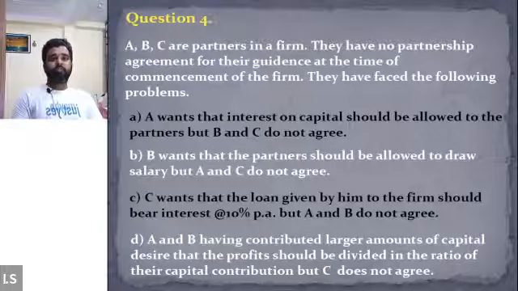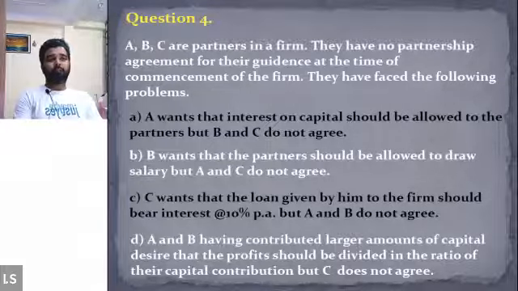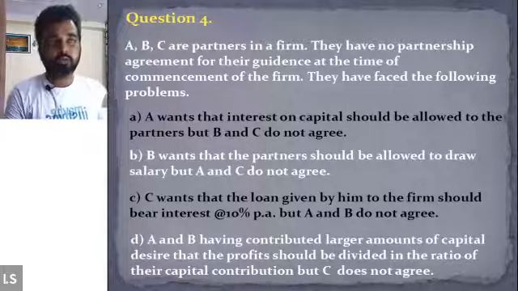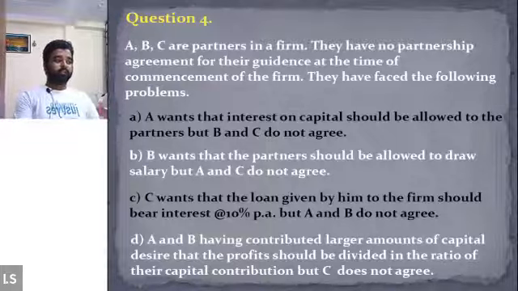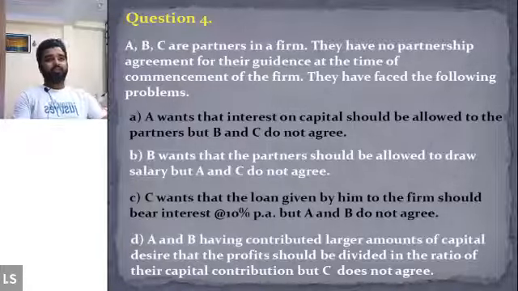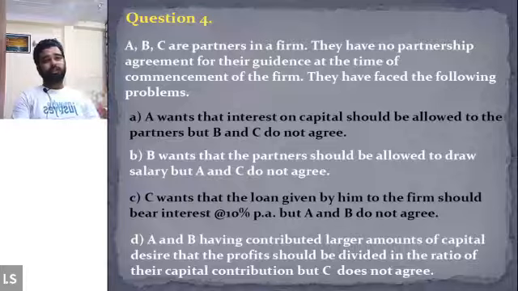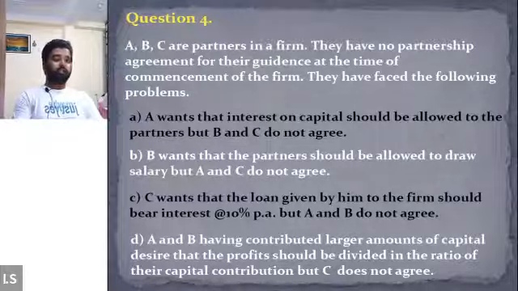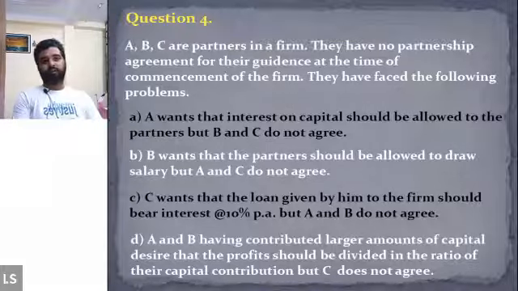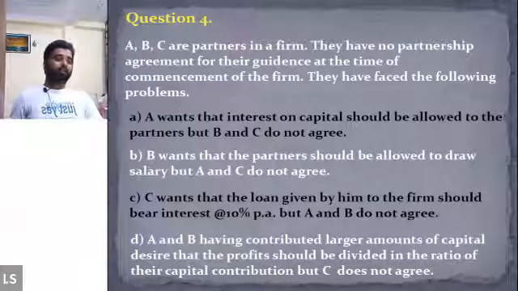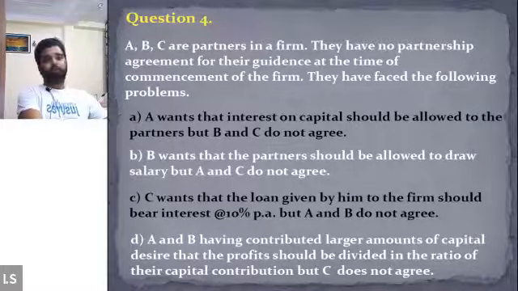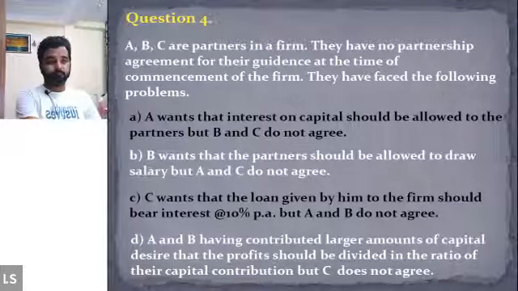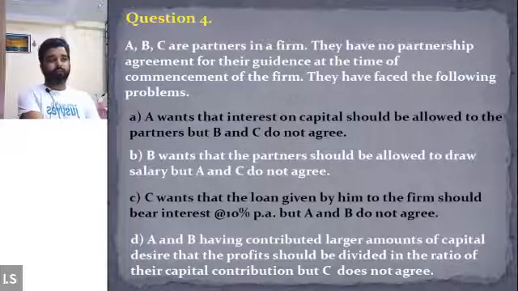Now, the first problem is A wants that interest on capital should be allowed to the partners, but B and C do not agree. Tell me, guys. A has contributed certain capital into the business. Now, Mr. A wants that on his capital contribution, he shall be paid interest. But B and C are not agreeing to that. Tell me whether A will be able to claim interest on capital or not, as per the Partnership Act 1932.